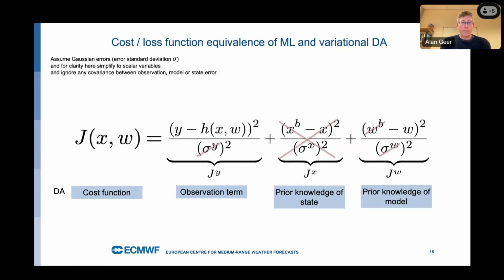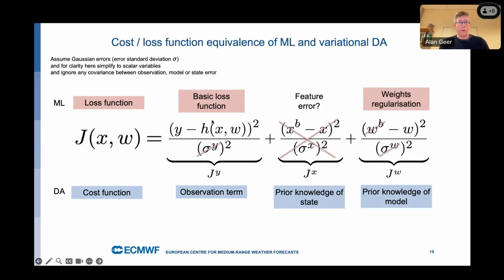And in the machine learning world, we call it a loss function. And the typical loss function might again be a squared error norm between the observations and the observations simulated by the machine learning network. We don't generally do a knowledge of the state term, but we do weights regularization. So that really is the basic equivalence between machine learning and data assimilation.